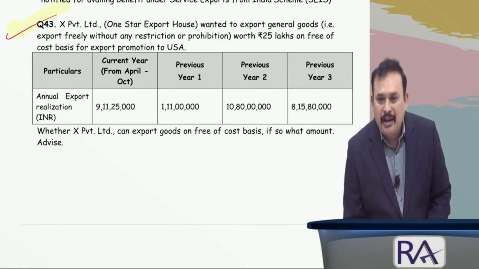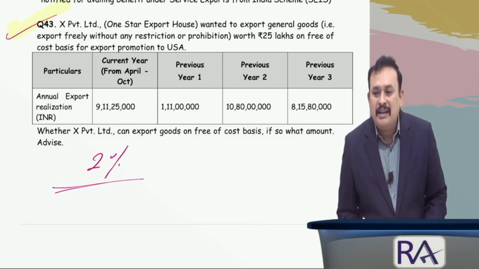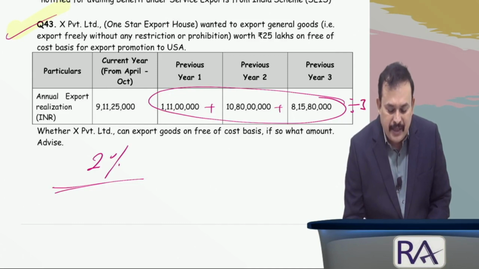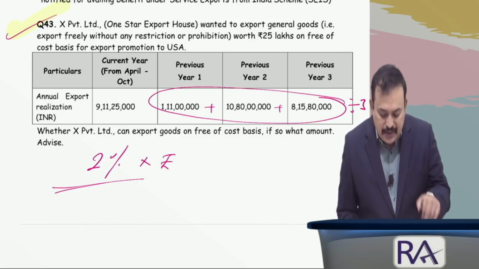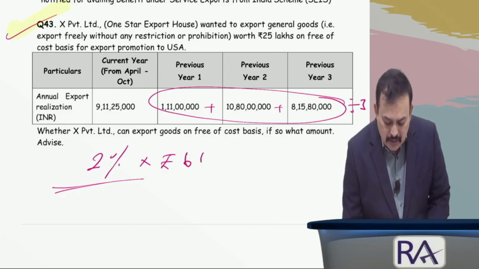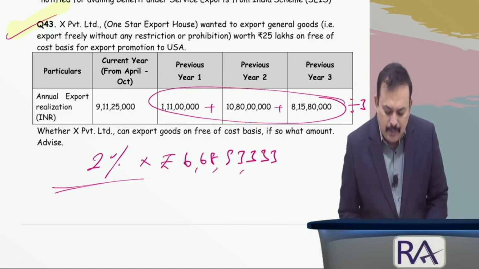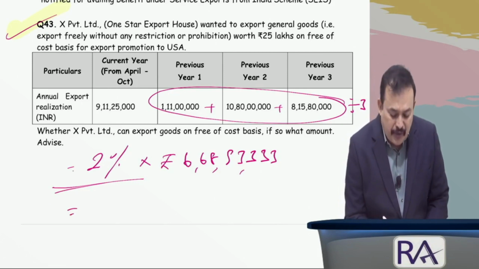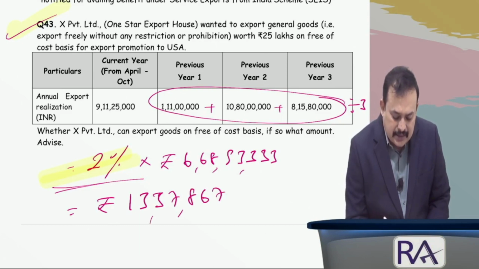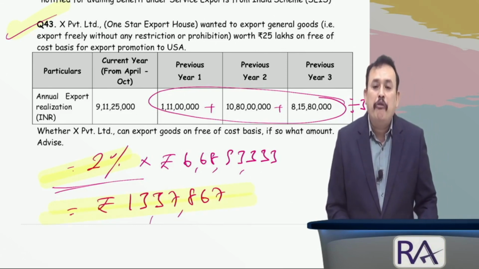Amount is given here. A star exporter is allowed to export what percentage? 2% on the average export of the previous 3 years. This plus this, total divided by 3. How much is the average? 1 crore 11 lakhs plus 10 crore 80 lakhs plus 8 crore 15 lakhs 80,000, the total sum divided by 3, is 6 crore 68 lakhs 93,333. Is it clear, my dear sir? Then 2% is only allowed. From where did you get it? From the provision we got 2%. How much? Yes, 13,37,867 is the answer.